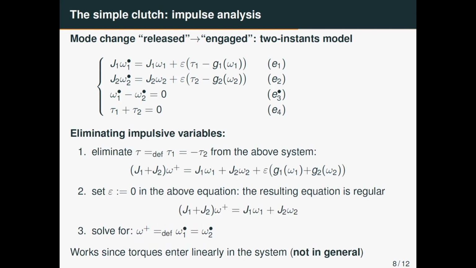The first solution consists in eliminating the two torques from the system since they are the impulsive variables. This is stated in step 1 and it results in the equation shown. Now we can safely set epsilon equals 0 since regularity is preserved. This is shown in step 2. And we finally get the wanted value for omega plus, the value for restart. This works since torques enter linearly in the system. It cannot be done in general.